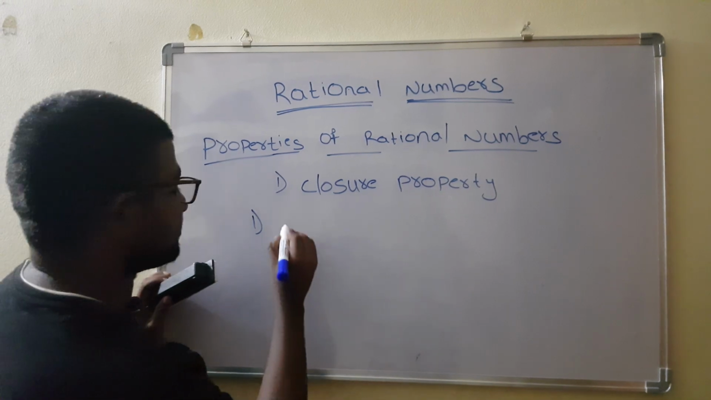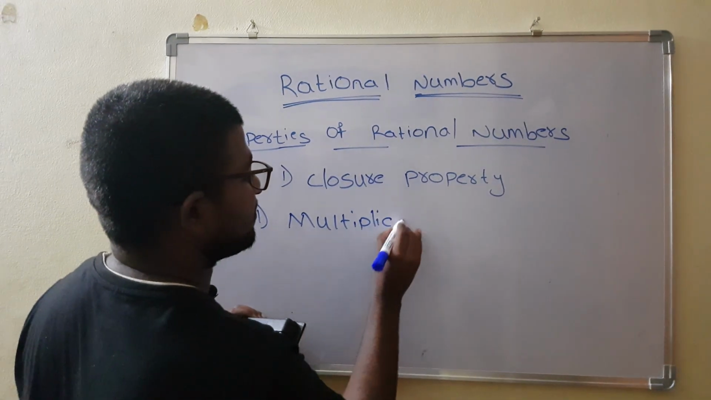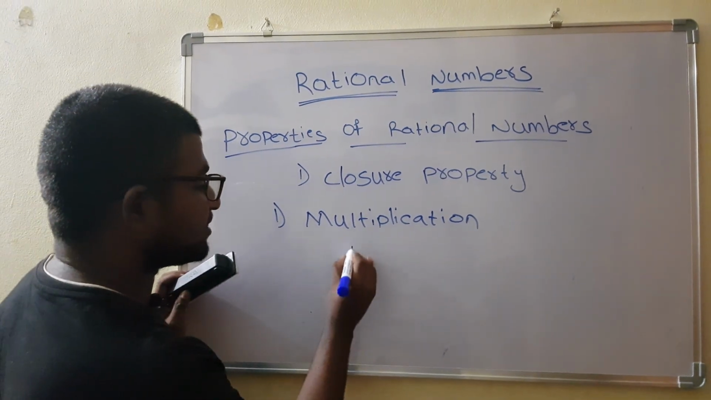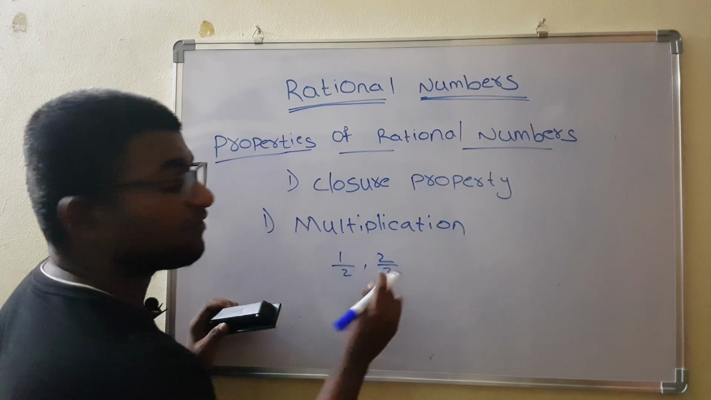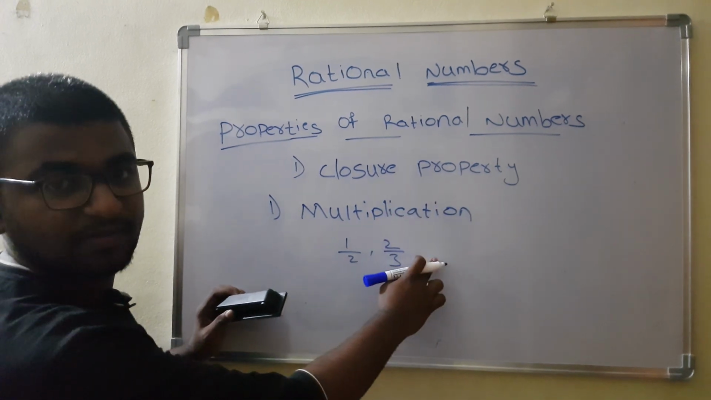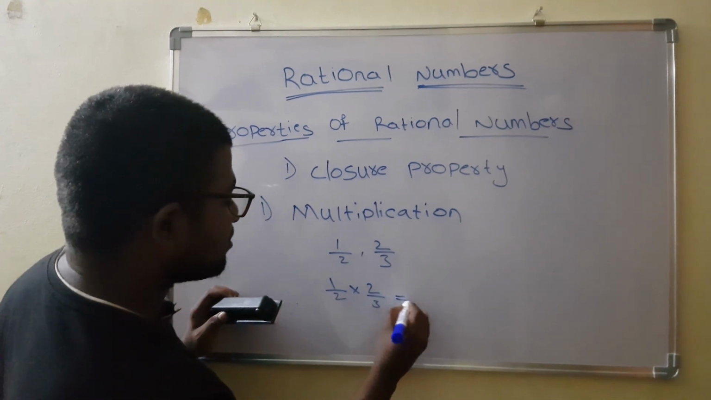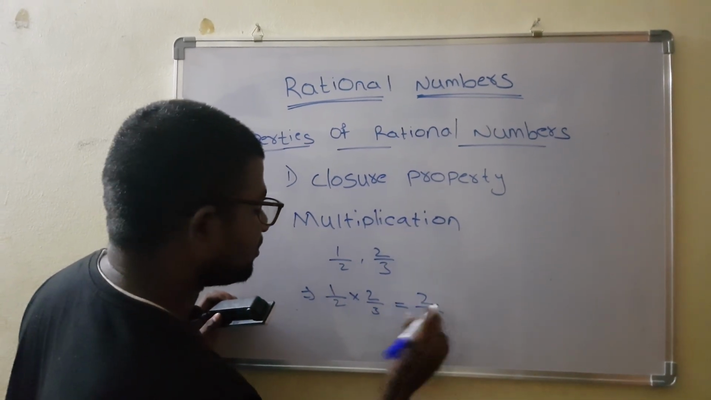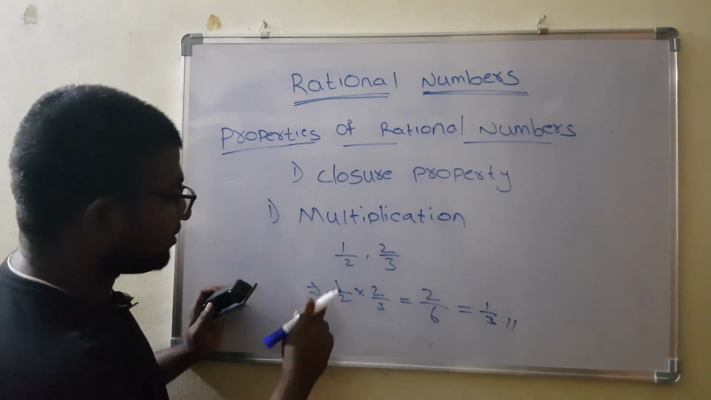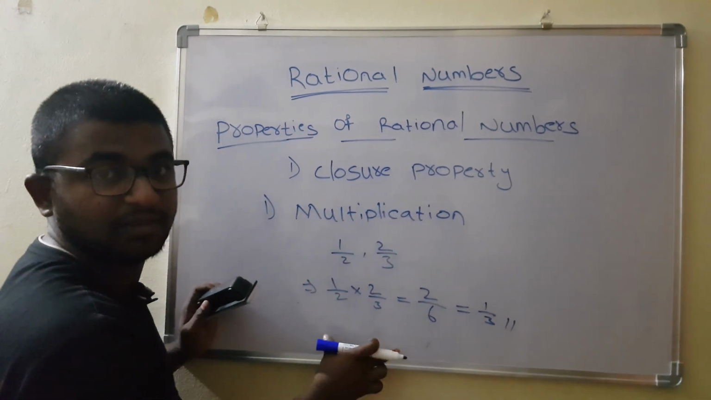Then closure property on multiplication. Consider two rational numbers, 1 by 2 and 2 by 3. When we multiply these two rational numbers, we get another rational number. Then closure property holds on multiplication. Let's consider 1 by 2 multiplied by 2 by 3. That is 1 into 2, 2, and 2 into 3, 6. That equals 1 by 3. By multiplying these two rational numbers, we get another rational number. This property holds closure property.